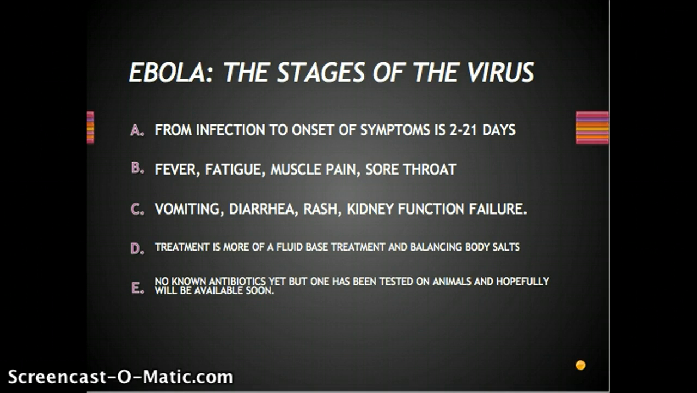Unfortunately, the only treatment right now is to keep the fluids up, keep you hydrated, and also to balance your body salts and your oxygen levels as well. There's no known antibiotic yet. There has been one that has been created, but has only been tested on animals. And hopefully, within the next couple of months, it will be available for Ebola patients.